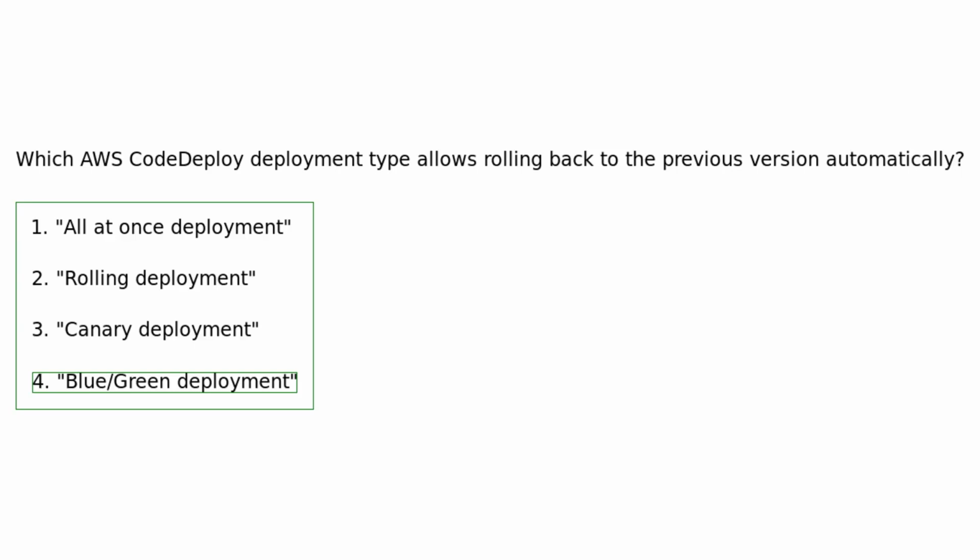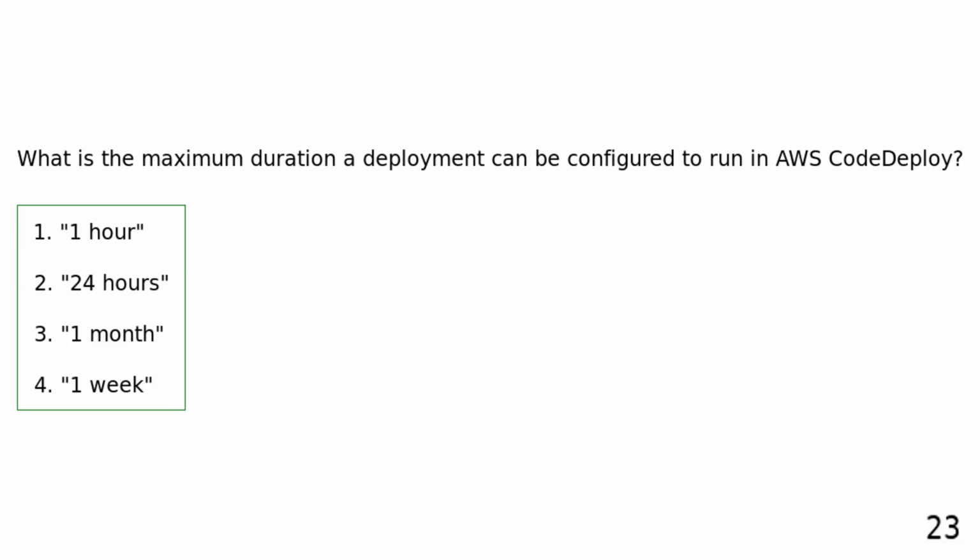What is the maximum duration a deployment can be configured to run in AWS CodeDeploy? 1 hour. 24 hours. 1 month. 1 week. The maximum duration for a deployment in AWS CodeDeploy can be configured up to 1 week.